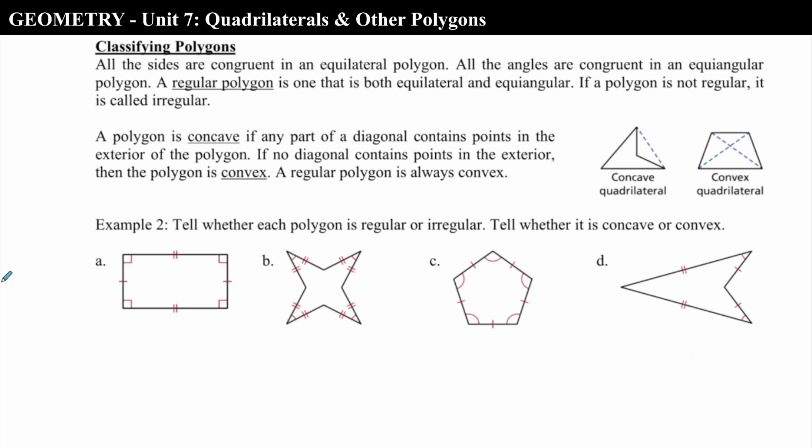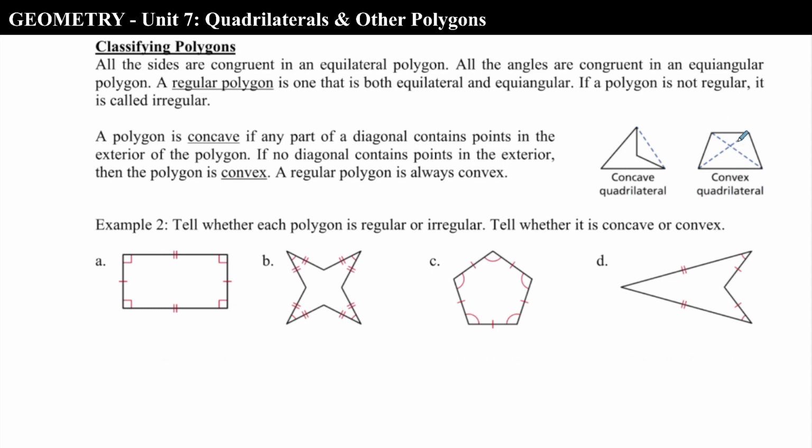A polygon is concave if any part of a diagonal contains points in the exterior of the polygon. So, for example, here we have a diagonal going from this vertex to this vertex and it is outside of the polygon. So that makes it concave. If no diagonal contains points in the exterior of the polygon, then it's convex.